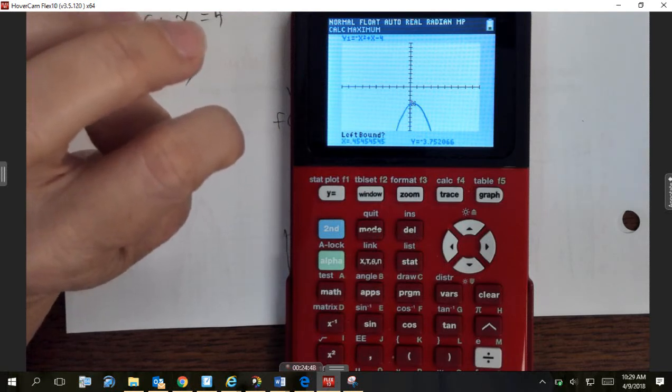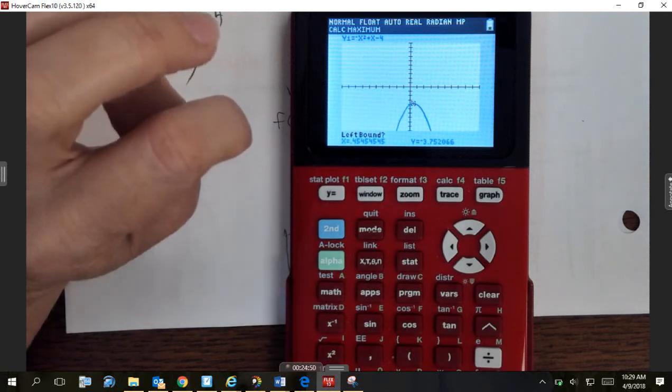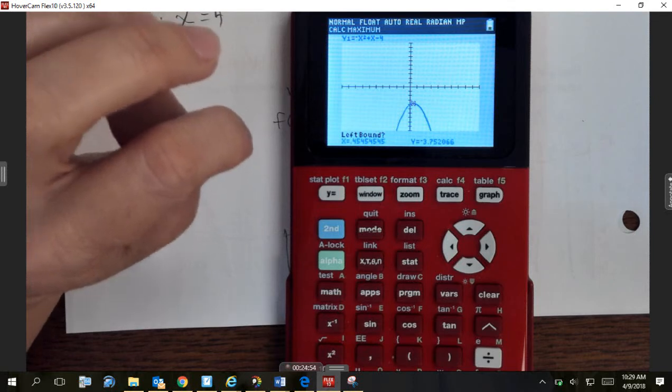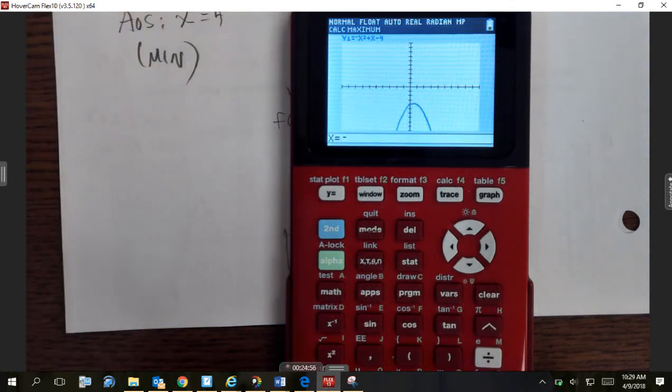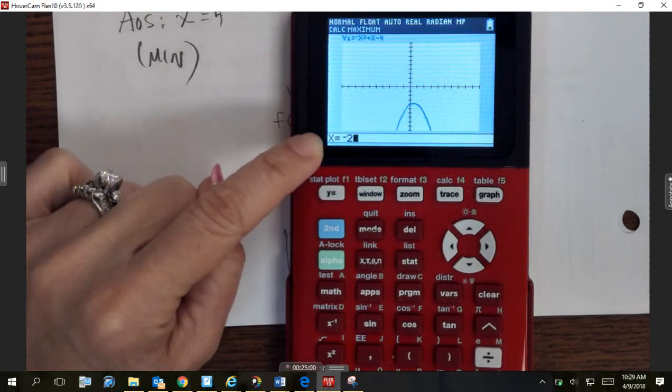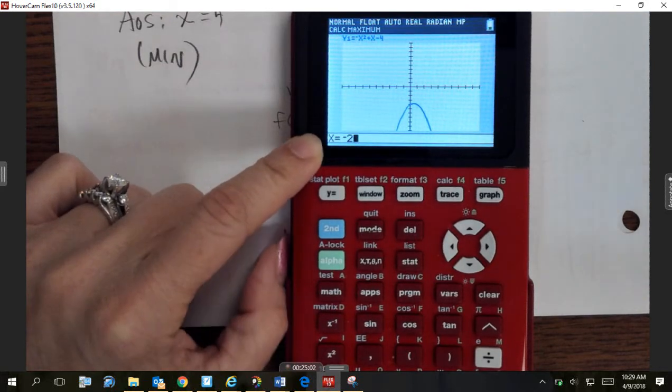Negative 1. You know what? I'm going to make it even more obvious. I'm going to do negative 2. And I'm not going to arrow over to it. I'm just going to type negative 2, and it shows up down there, and then I hit enter. So just type negative 2, enter.